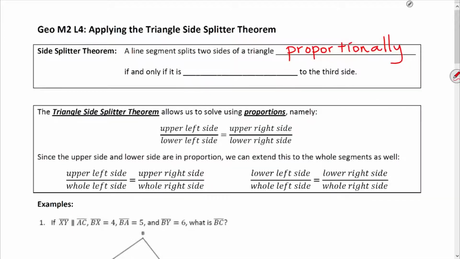The side splitter theorem is: a line segment splits two sides of a triangle proportionally if and only if it is parallel to the third side. And that is proved in another one of my videos. In this video, we're focusing on applying the triangle side splitter theorem.